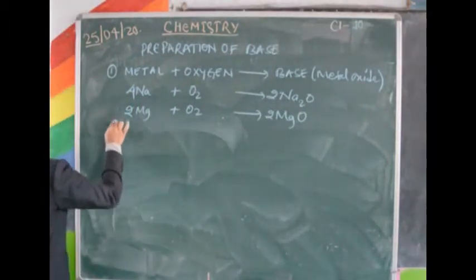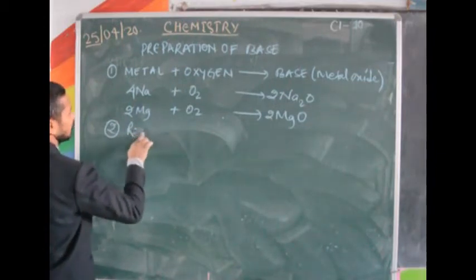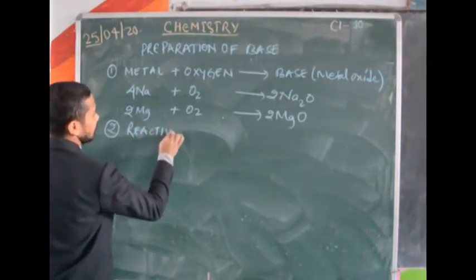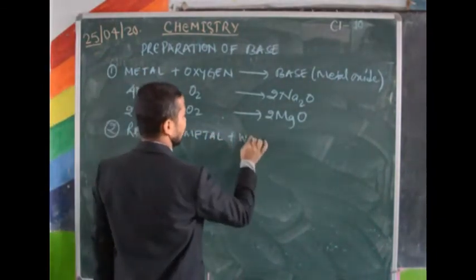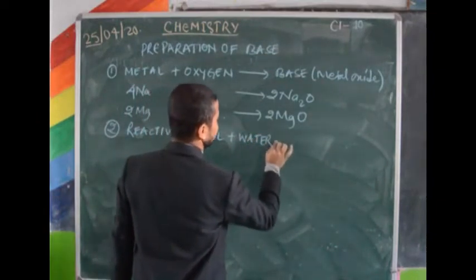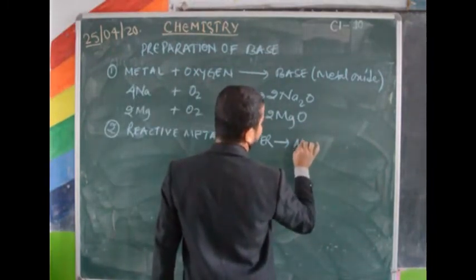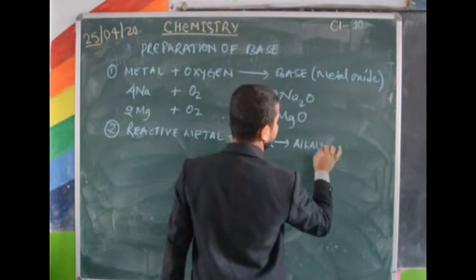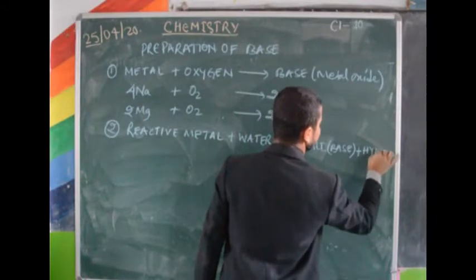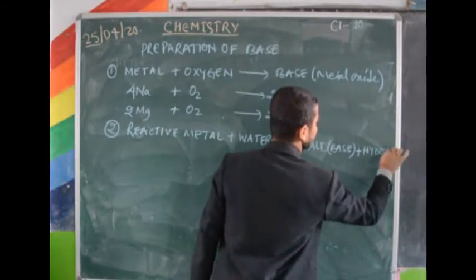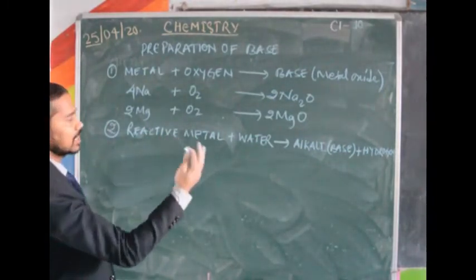Now number 2, reactive metal plus water. Reactive metal plus water gives alkali, that is a base, plus hydrogen gas. So reactive metal plus water gives alkali plus hydrogen.